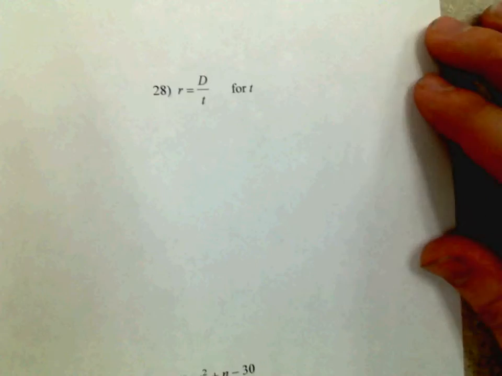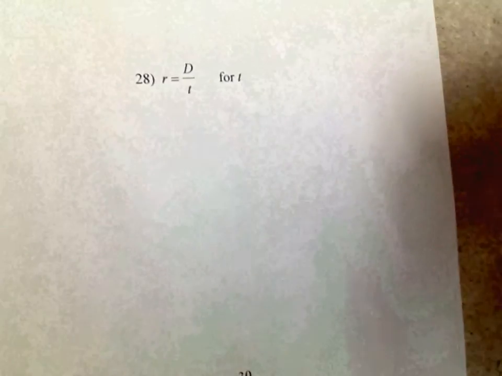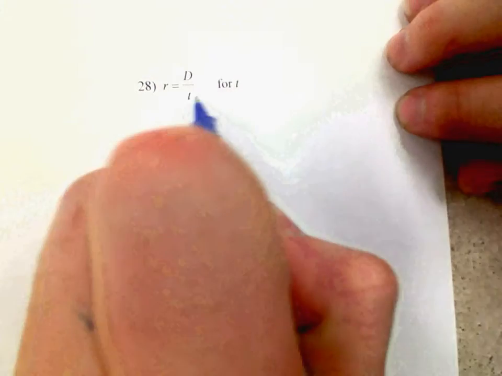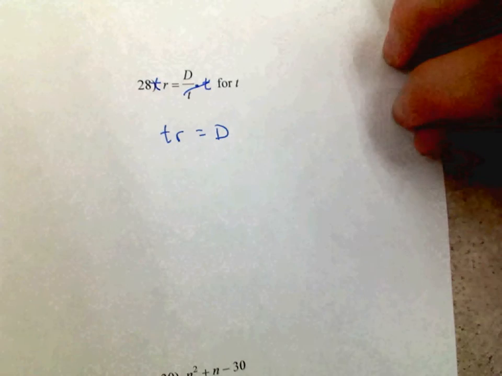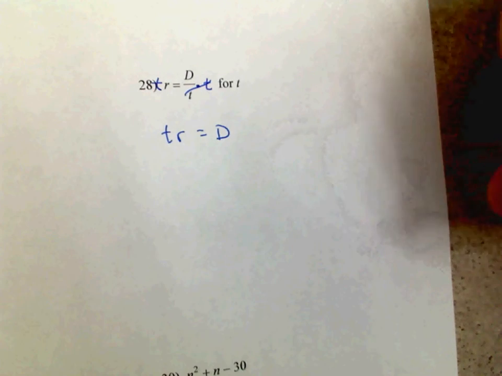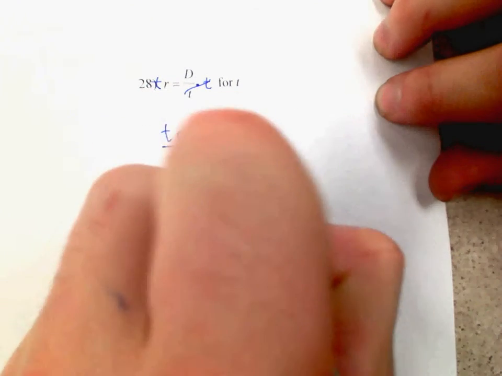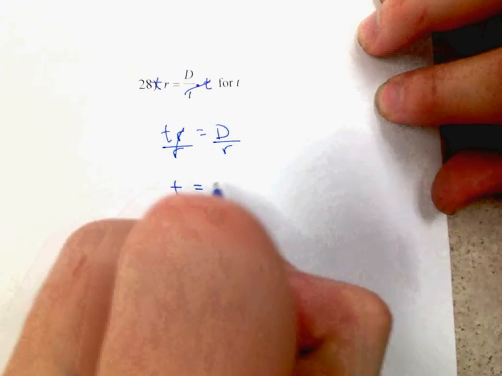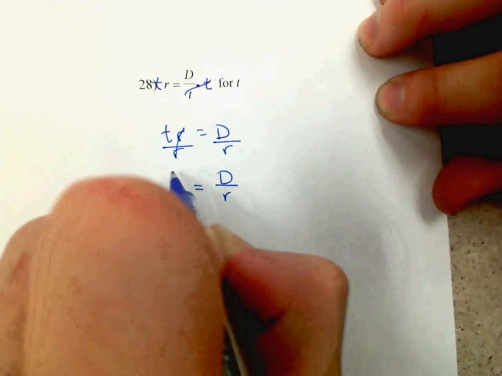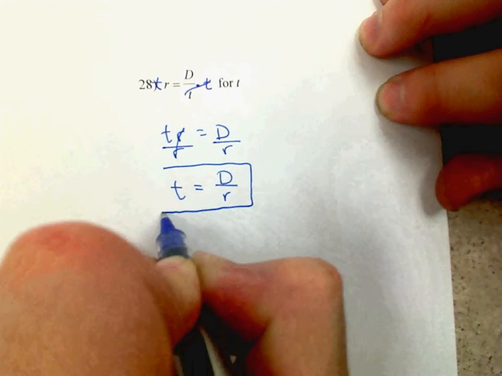Okay, 28, solve for t. T's on the bottom. I don't like that. The first thing I'm going to do is multiply both sides by t. At least it's on the top now. Okay, and then I still need to get it by itself, so I'm going to divide by r. If you'll notice, basically what happened is it switched places with r, because you multiplied one and divided the other, so they kind of swapped. But there's your answer.